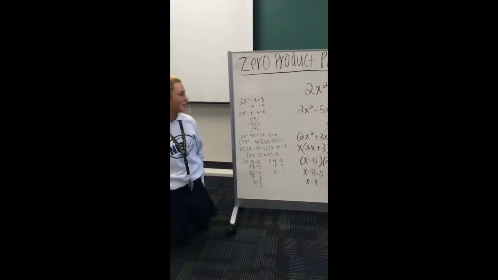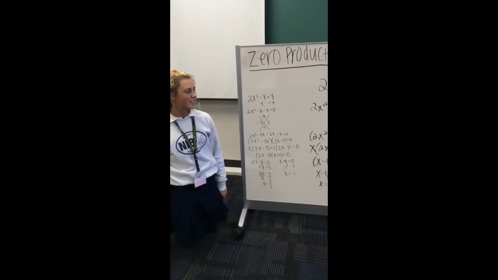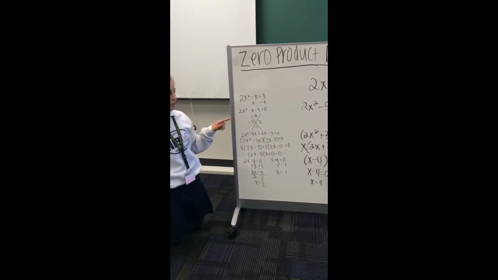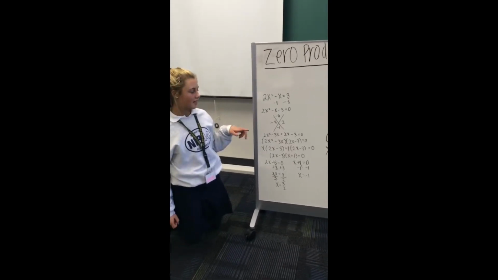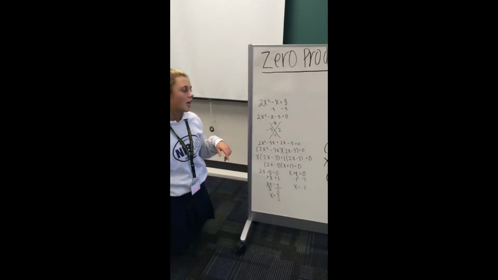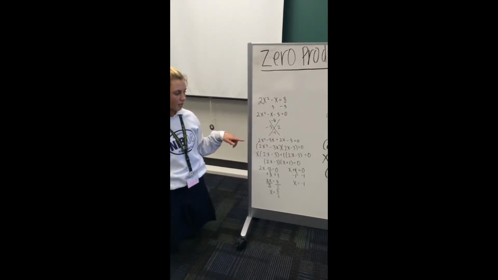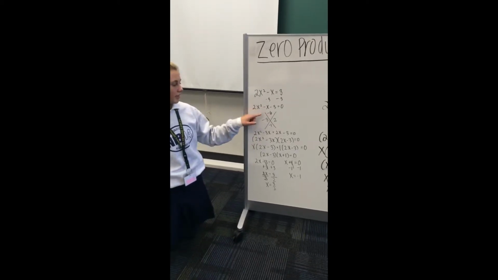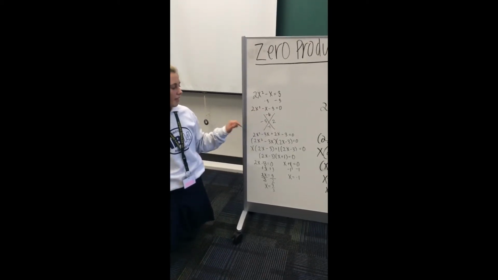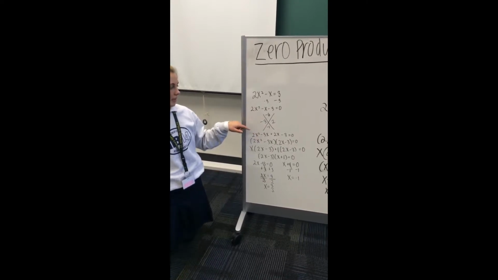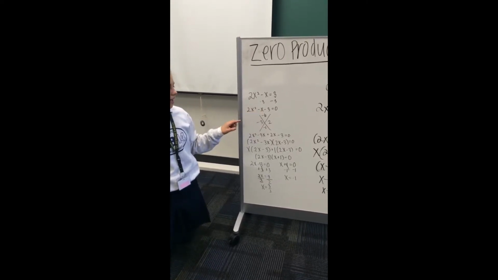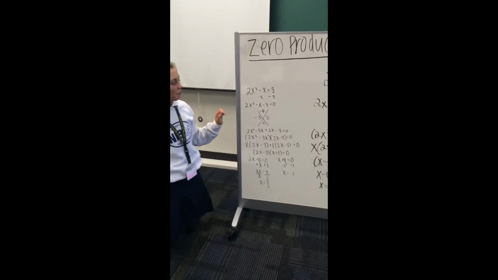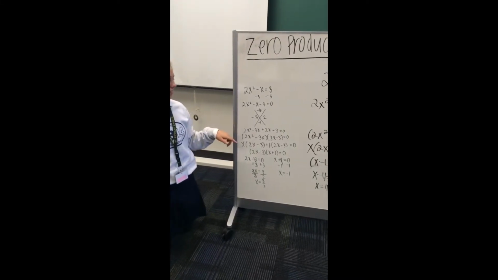Okay, so our second problem is 2x squared minus x equals 3. And to set it equal to 0, you have to subtract 3 from both sides, so you get 2x squared minus x minus 3 equals 0. And then you have to do the x puzzle, and you put negative 3 times 2 equals negative 6, so you put that on the top, and then negative 1 on the bottom, because negative 3 times 2 equals negative 6, and negative 3 plus 2 equals negative 1.